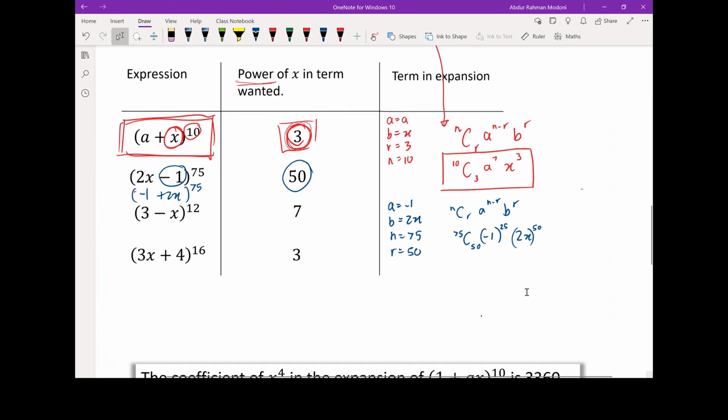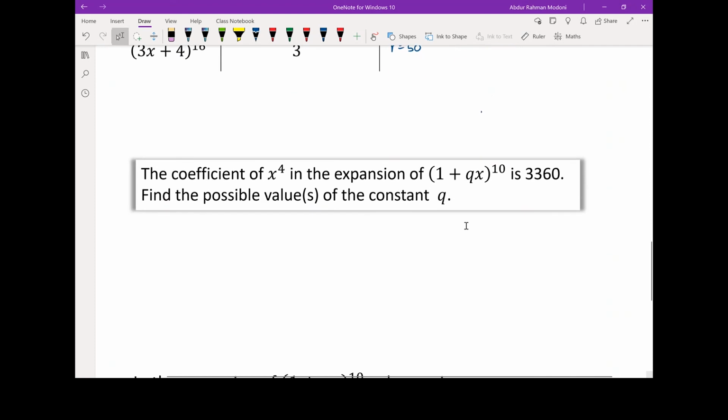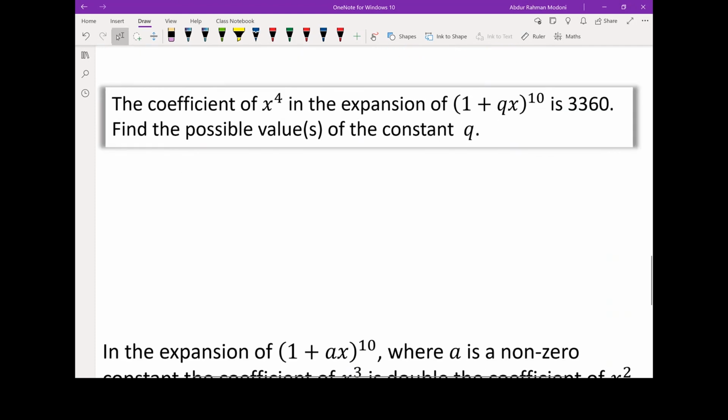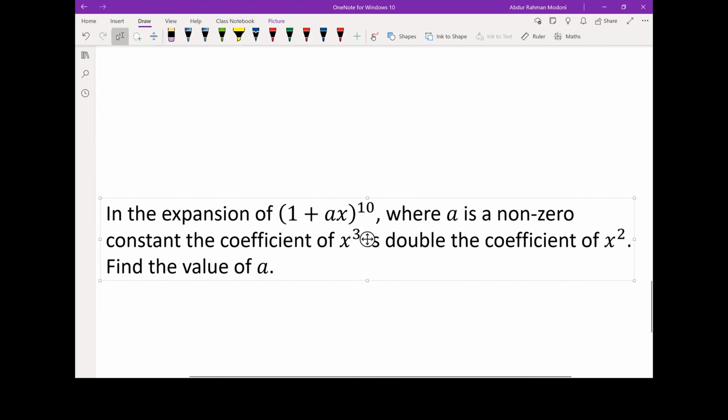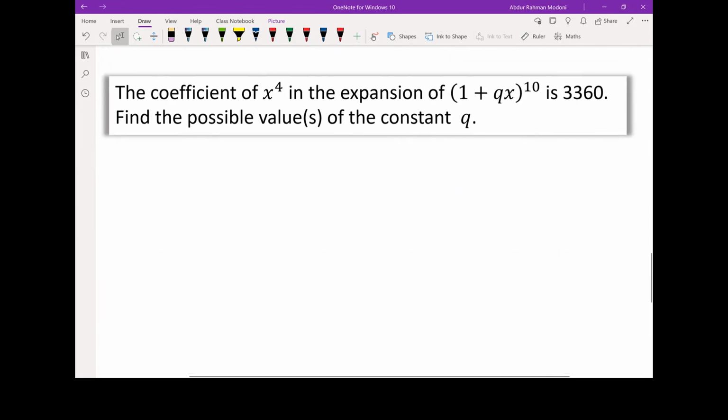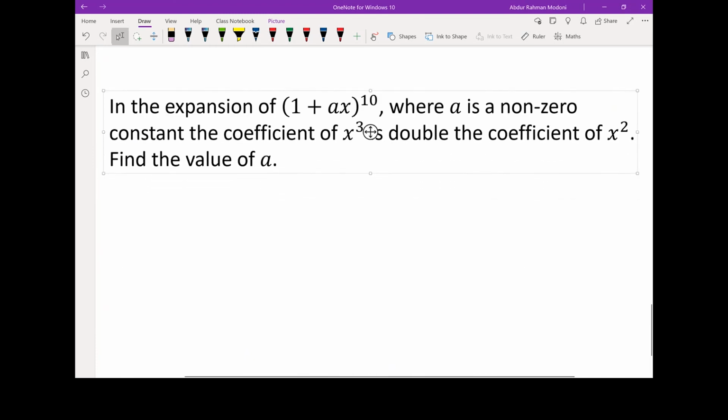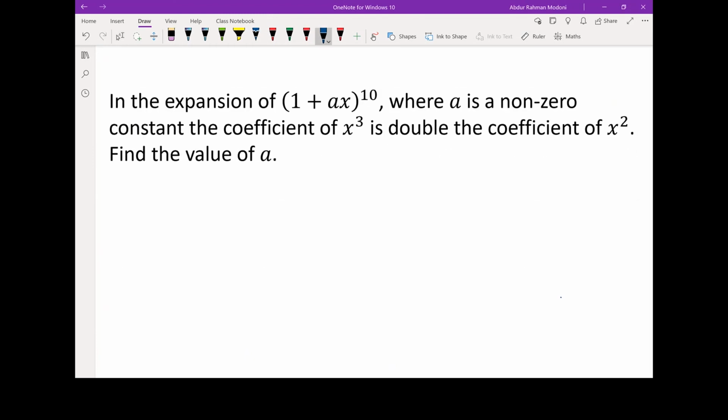Let's go and take a look at the next bit, which is how this can then be used in problem solving questions. So we've got a few examples here. Let's look at one example. So let's take a look at this one here. Actually, we'll go and do this one, and then you can try some more challenging questions.